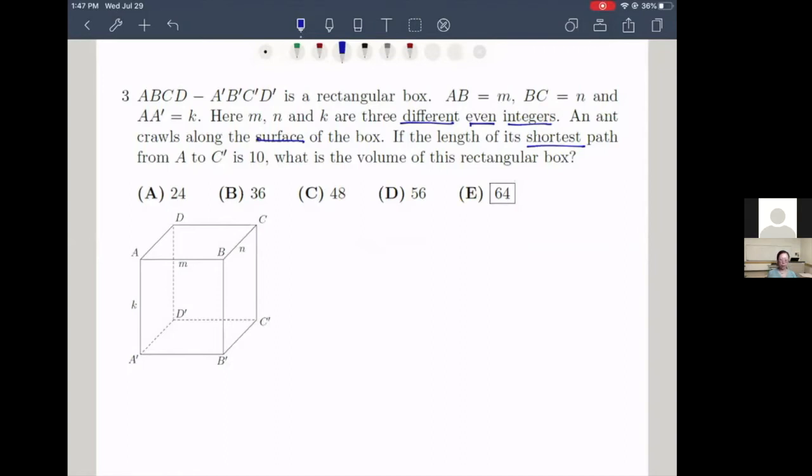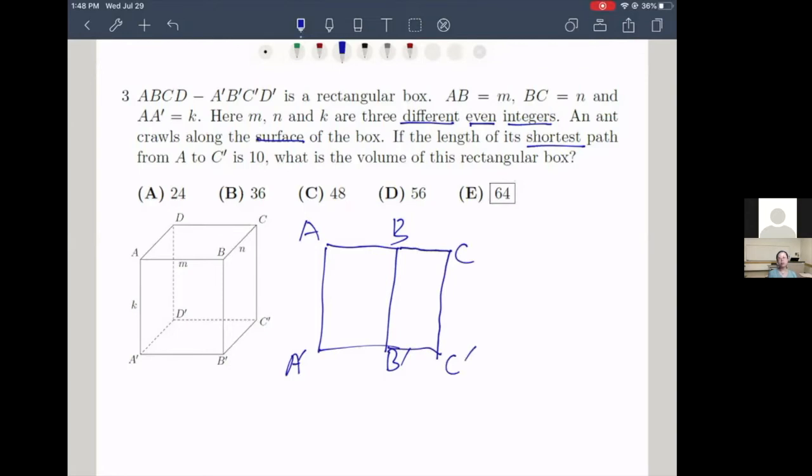So for example, let's look at the two surfaces, A, B, A prime, B prime. Suppose that the ant chooses to first use this surface and then use B, C, B prime, C prime to get to C prime. What is the best choice? It's easier if the surfaces are flat, right? They're in a two-dimensional space. So what we can do is fold them.